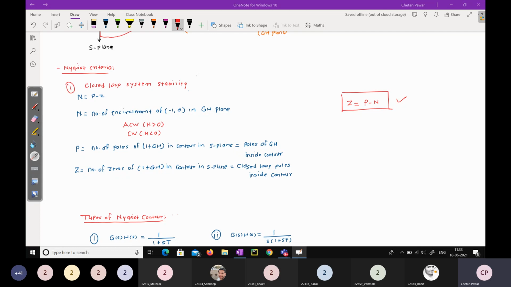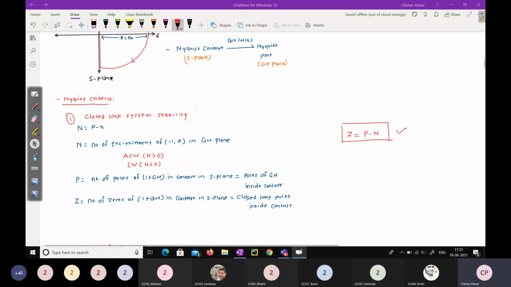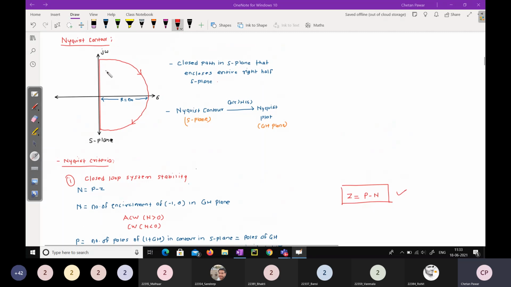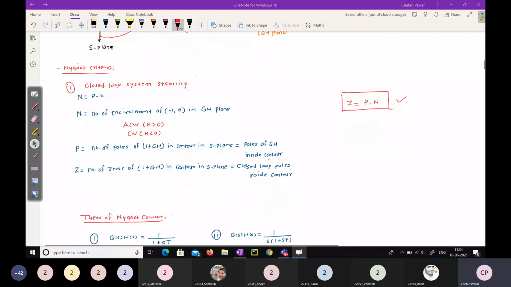So these two are the main factors we will consider. And what contour have we selected? Entire right hand side of the S plane. So whatever the Z I will get, that will be the closed loop poles inside this contour. Like this way, I will be able to find the number of poles inside the contour, or we can say the number of poles inside the right hand side of the S-plane. So like this way, we will be able to determine the stability of any system by analyzing the open loop transfer function of the system, or plotting the Nyquist plot for the open loop transfer function of the system.